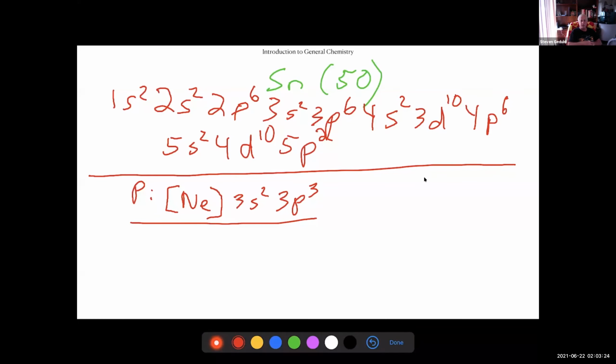So you get real big ones like copper and stuff like that. You don't have to write all those out. Just go back to the nearest noble gas. So know how to write it both ways. You'll have to write it on your exam, on your midterm.